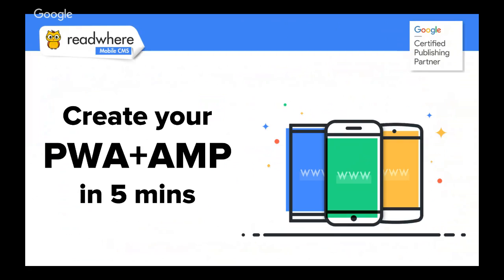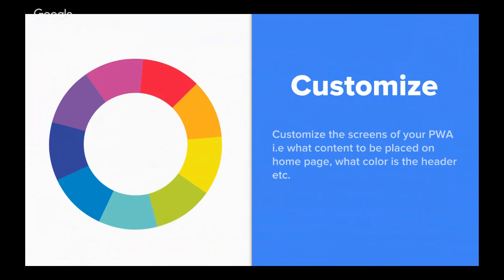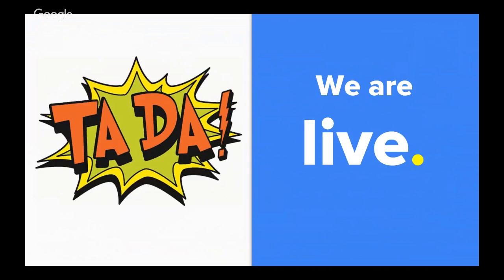The whole process consists of very basic and very simple 3 steps. First is insert and validate. You have to insert your content into a platform in the form of RSS feeds or XML feeds, and we'll be validating it to match the requirements. Second step is customize. This is the fun step because in this step, you get to play with your content. You get to play with the look and feel of a mobile set, which is a front-end view of your content as a PWA. And the third step, oh no, there is no third step. We are live. In this, we are having a live PWA. Now, I'll quickly take you to a platform where I'll be demonstrating all 3 steps, and we'll be making a PWA live.